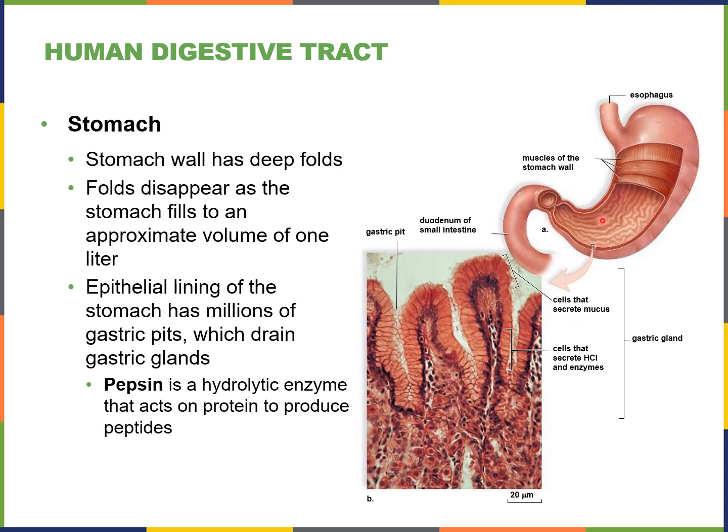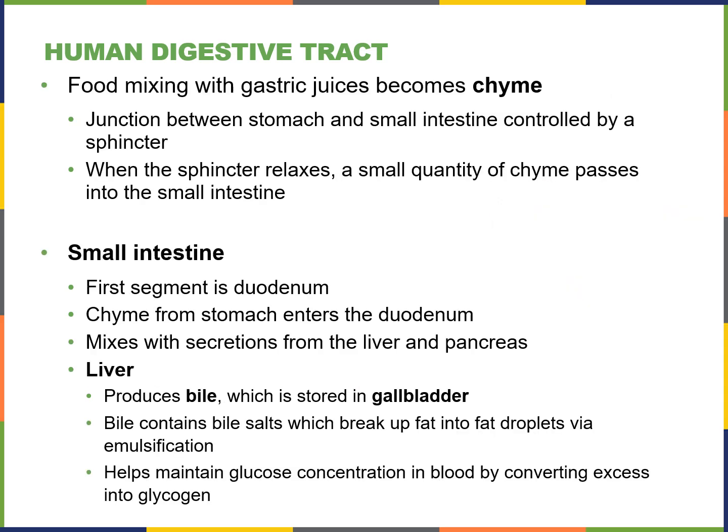And again, just a generally very low pH to help break down the food even further and increase that surface area of the food. So when that food is mixing with all those gastric juices in the stomach, it becomes something called chyme. Okay, so chyme is then going to be passed from the stomach down into the small intestine.